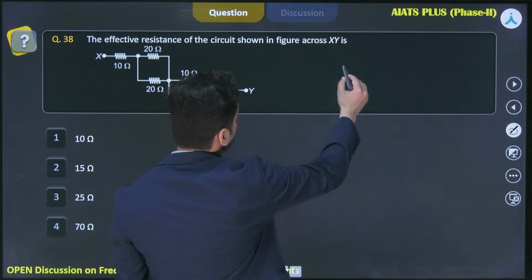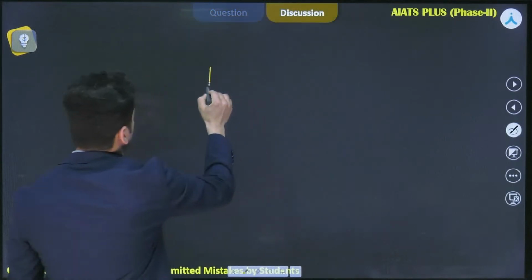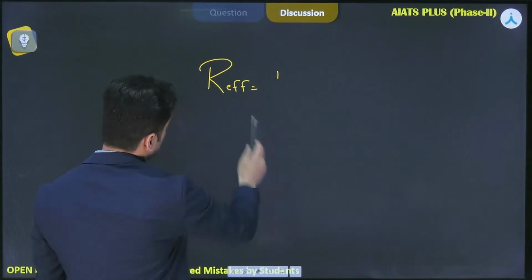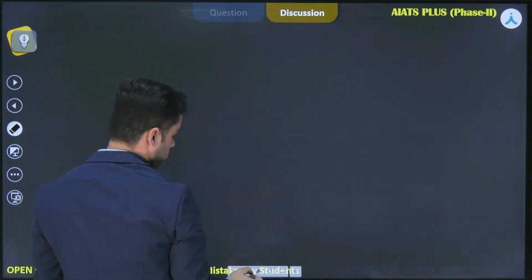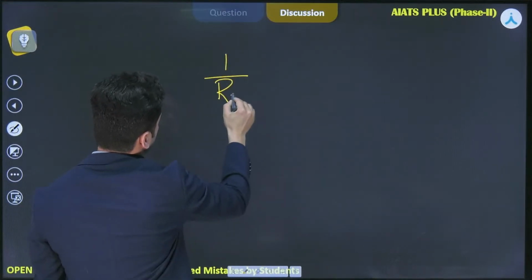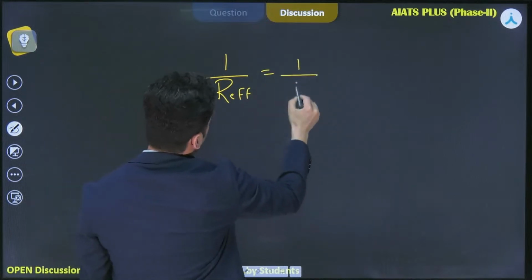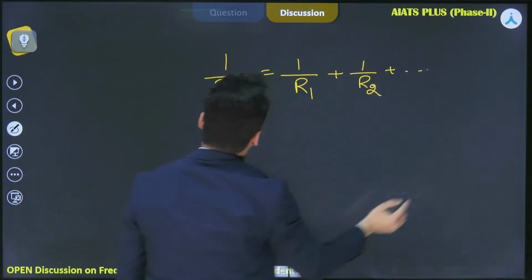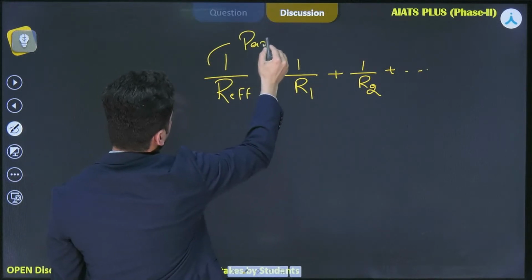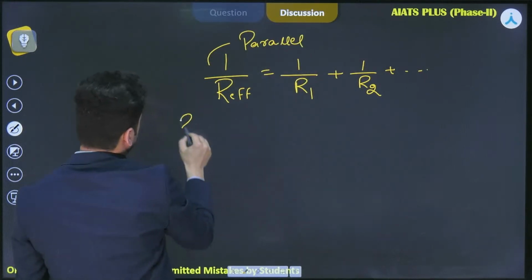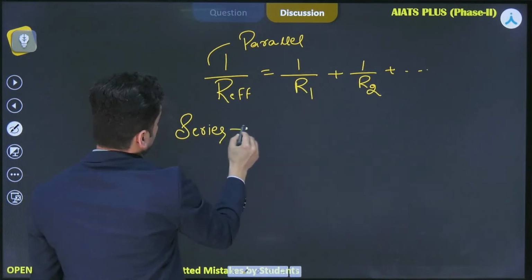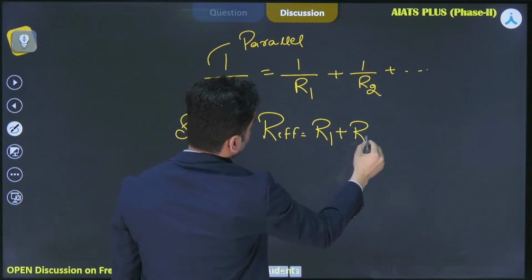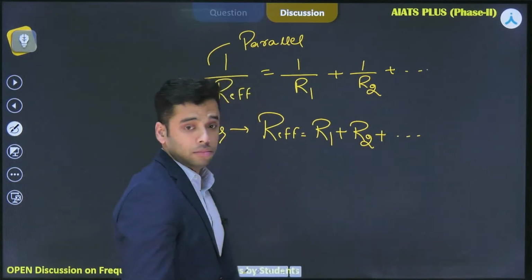So what is the basic concept that you need to keep in mind for solving such a problem? Effective resistance in a parallel combination: 1 over R effective is equal to 1 over R1 plus 1 over R2 and so on. This is for the parallel combination, and for the series part, R effective is equal to R1 plus R2 and so on, right?